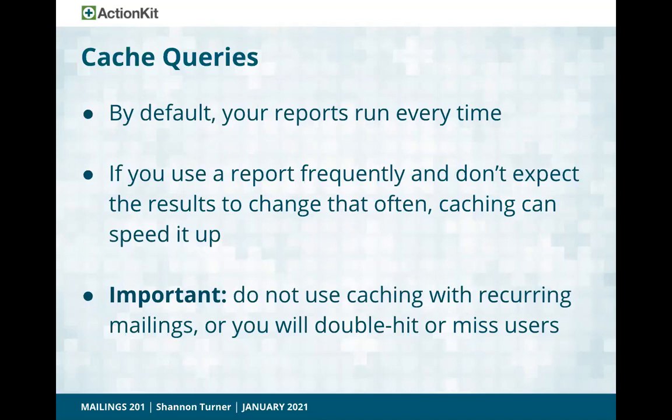What caching does is we still need to run the report, but once we've run it, we're going to save those results for later. And you can choose whether we save the results for an hour or a day or a week. And then the next time you use that report when you're targeting your mailing, we'll check to see, do we already have those results saved? If you do, then we'll use those saved results rather than running the report again. This can be a huge time saver, especially if your report takes a long time or if you're using it frequently in your targeting.